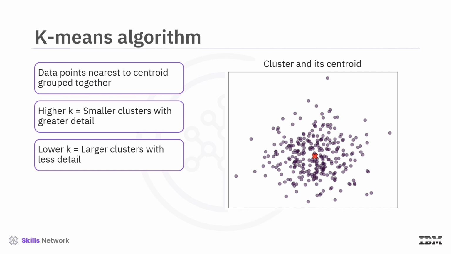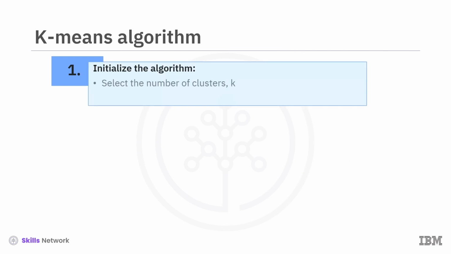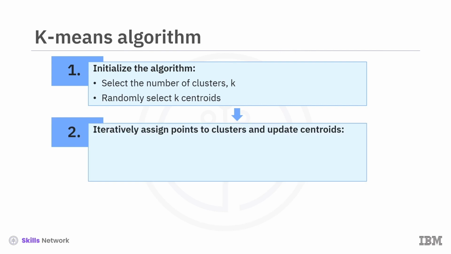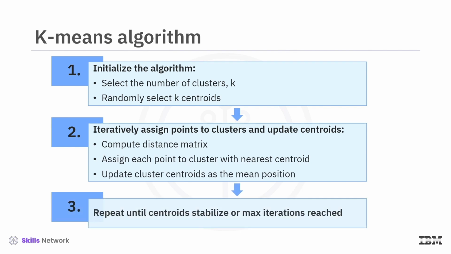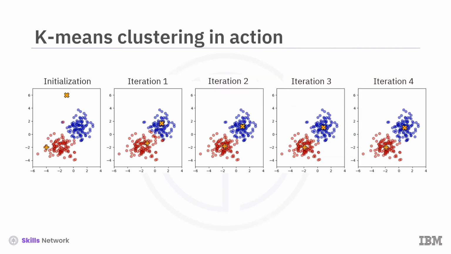Let's look at how to use k-means. First, initialize the algorithm. Choose the number of clusters that you would like to partition the feature space into, and randomly select k starting centroid locations. These initial centroids can be data points or other points from the feature space. Next, assign centroids. Iteratively assign points to clusters and update their centroids. First, compute the distance matrix consisting of the distances from each point to each centroid. Then, assign each data point to the cluster with the nearest centroid. Update each cluster centroid as the mean of the cluster's data points. Repeat until the centroid positions stabilize or you reach maximum iterations. The algorithm converges once the centroids stop moving. Here's an experiment demonstrating how k-means updates centroids and cluster points with each iteration.